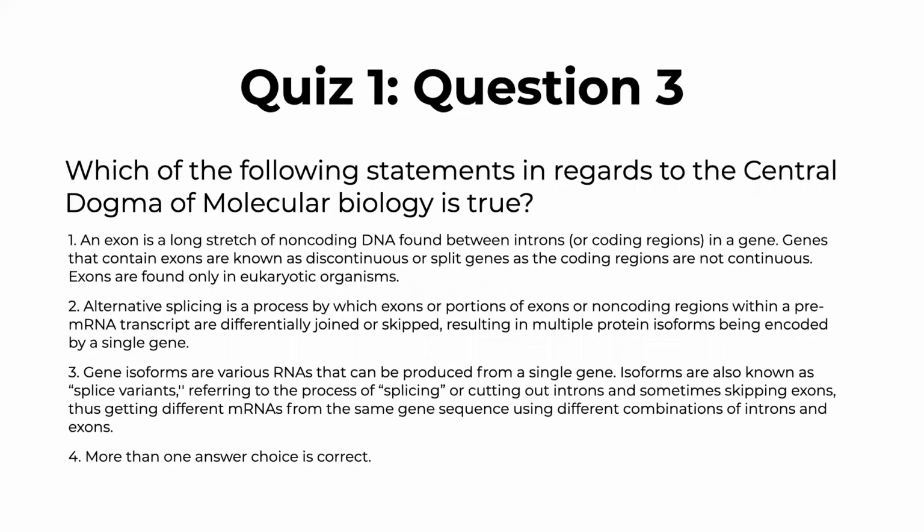Let's take a look at another question. Which of the following statements in regards to the central dogma of molecular biology is true? 1, an exon is a long stretch of non-coding DNA found between introns or coding regions in a gene. Genes that contain exons are known as discontinuous or split genes, as the coding regions are not continuous. Exons are found only in eukaryotic organisms.